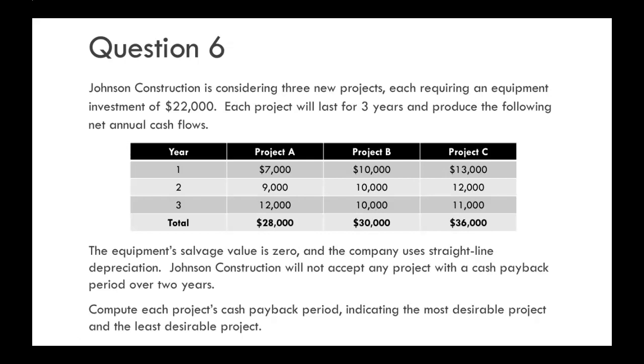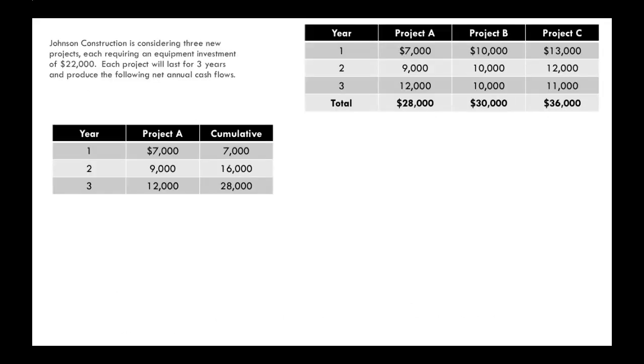So that's what we're going to do for each individual project. We have a table over on the left just for Project A. You see the net annual cash flows, but then you also see the cumulative cash flows. After year 1 is just $7,000. After year 2, we made an additional $9,000 in year 2, so far we've made $16,000. After year 3, we will have made a total of $28,000. That's going to help us as we are figuring out our cash payback period.